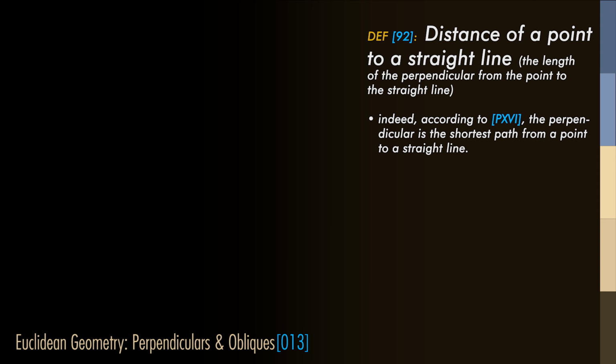We can now also finally define the distance of a point to a straight line. It is the length of the perpendicular from this point to the straight line.